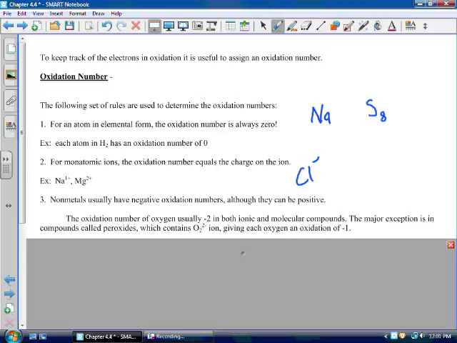The oxidation number of oxygen usually is -2 in both ionic and molecular compounds. The major exception is when we have peroxides, and peroxide is one of your polyatomic ions you had to know, which is O2 with a -2 charge. Anytime you see O2 in a formula, each oxygen in that case is going to be -1 instead of -2 oxidation state. So in the compound hydrogen peroxide, H2O2, each oxygen is -1, total of -2 altogether.